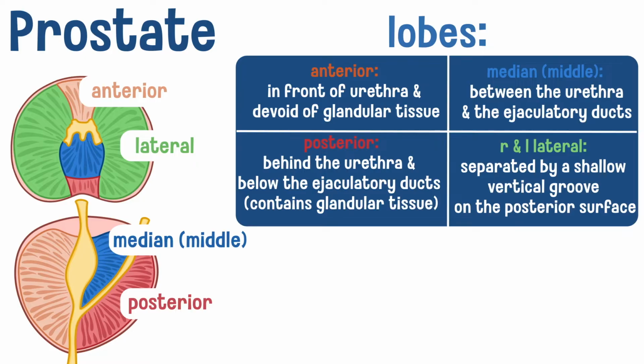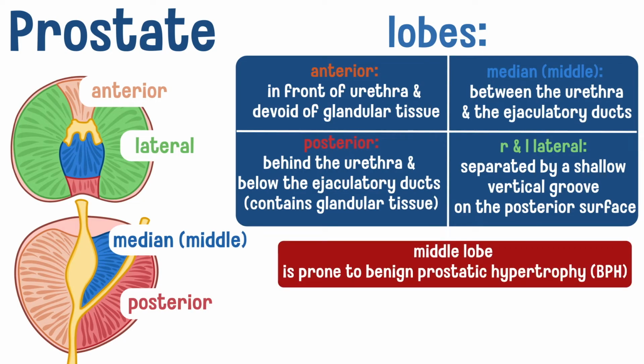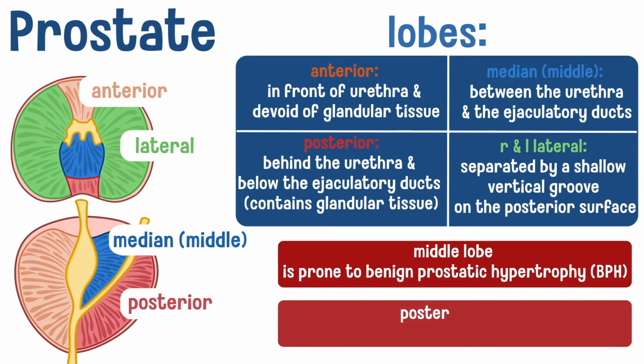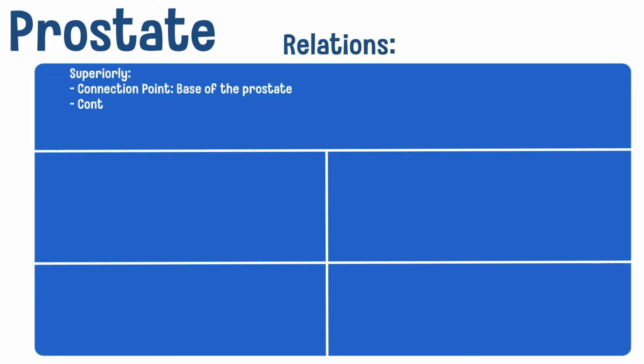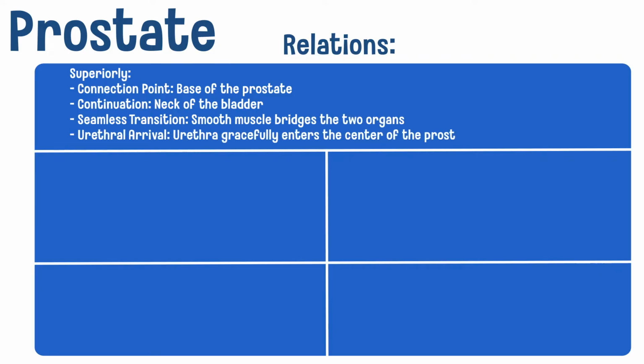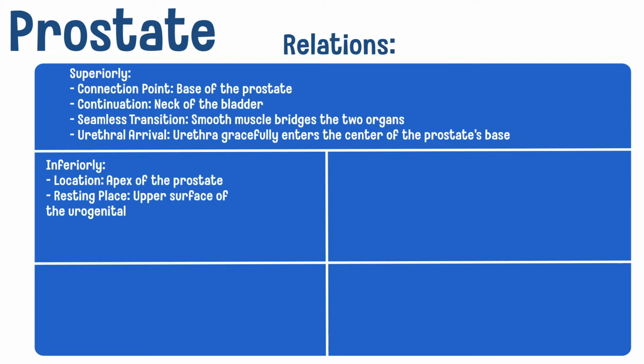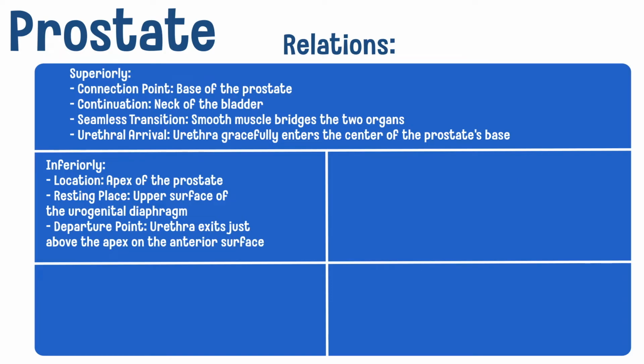Clinically, it is essential to know that the middle or median lobe is prone to benign prostatic hypertrophy, and the posterior lobe is prone to prostatic carcinoma. The prostate is related superiorly to the base of the prostate, which is continuous with the neck of the bladder, with smooth muscle passing without interruption from one organ to the other. The urethra enters the center of the base of the prostate. Inferiorly is the apex of the prostate, which lies on the upper surface of the urogenital diaphragm; the urethra leaves the prostate just above the apex on the anterior surface.